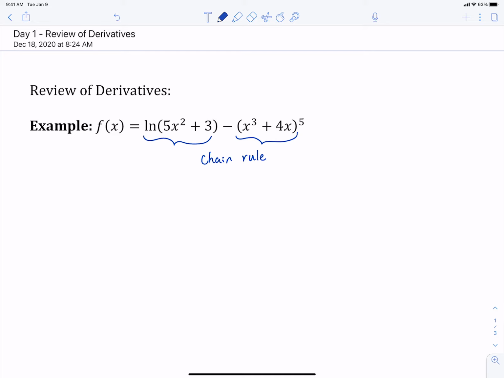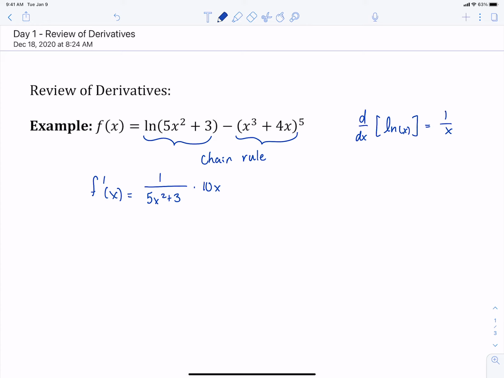We're going to need to take the derivative of our outside function. So in the case of the first term, our natural log, in the second term, that to the fifth power, and then multiply by the derivative of our inside function. So derivative of natural log, we can write that rule over here, that helps us out. Derivative of natural log is 1 over x, so we'll have 1 over what's inside of our natural log times the derivative of that function that's inside of our natural log.